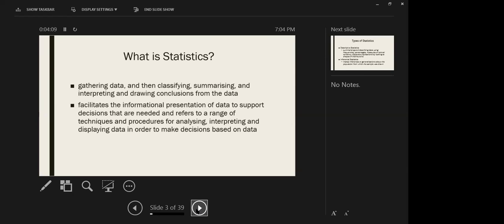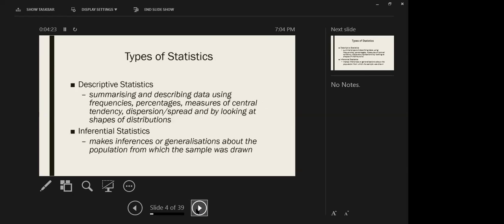So statistics facilitates the informational presentation of data to support decisions that are needed, and refers to a range of techniques and procedures for analyzing, interpreting, and displaying data in order to make decisions based on that same data, right? So now we understand what statistics is and where we can use it in terms of business.